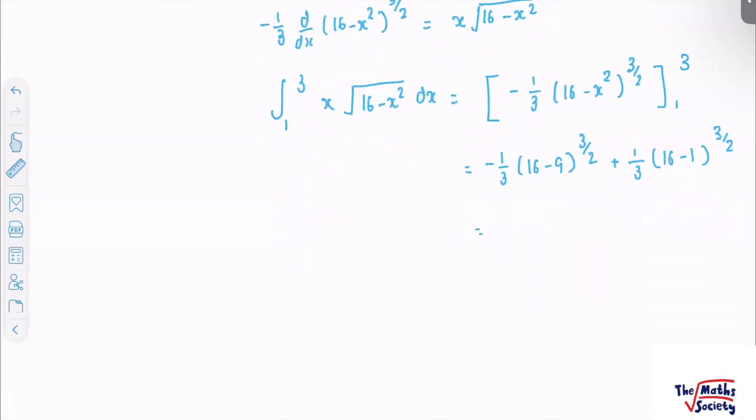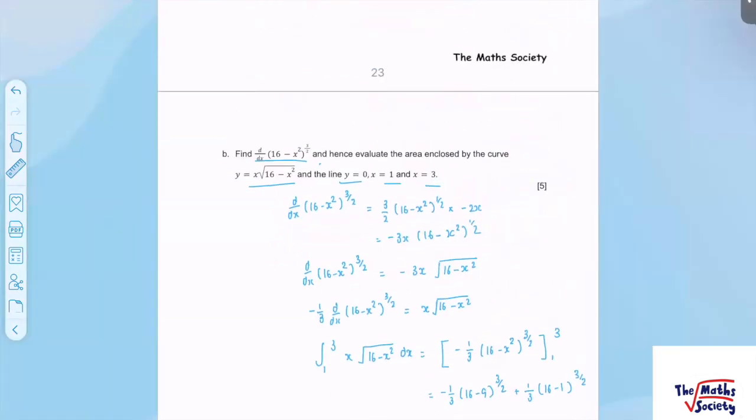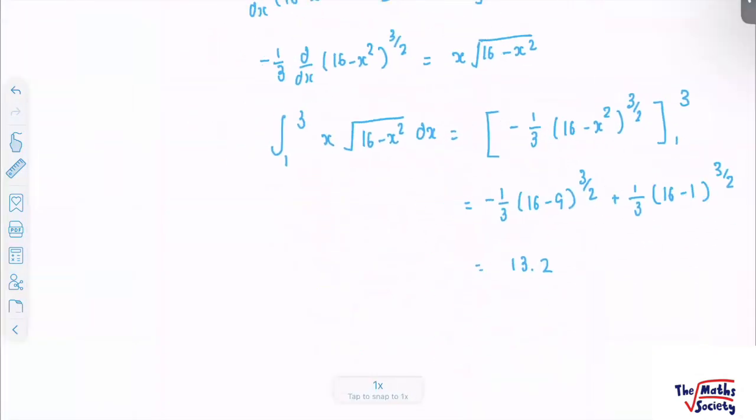So if you calculate, you'll get 13.2. And I think that is your area.